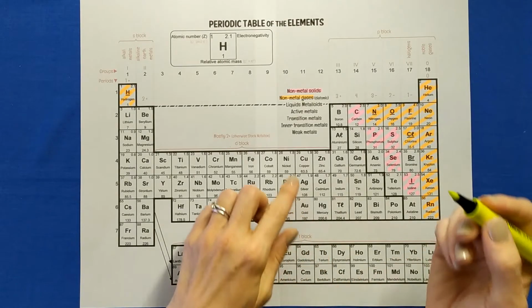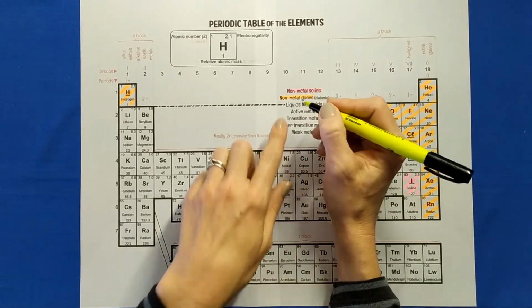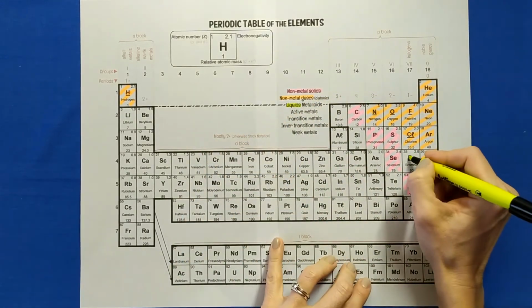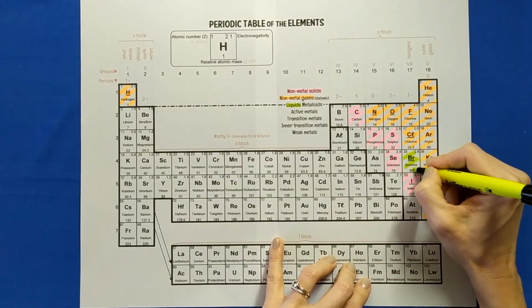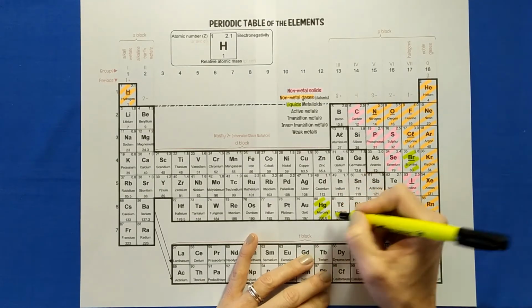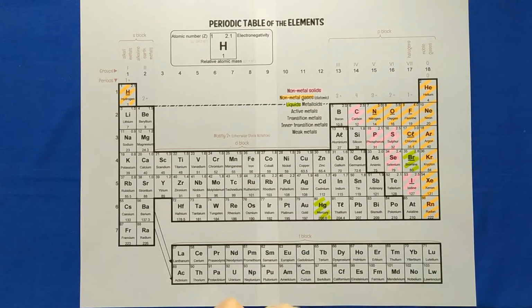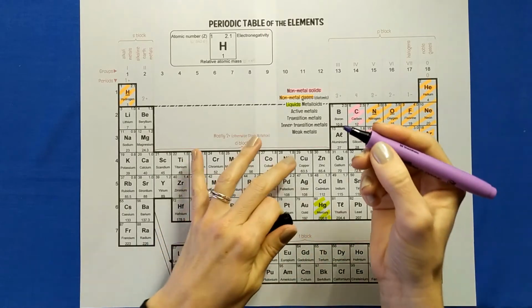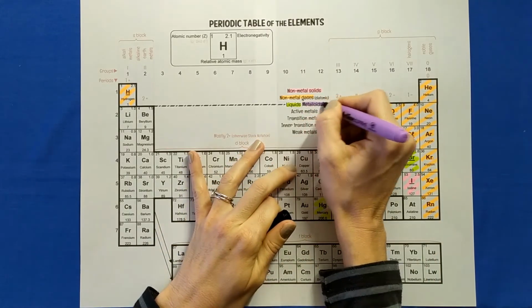Next, let's color the 2 elements that are liquids at room temperature. I'm going to use yellow. They are bromine and mercury. Now let's do the metalloids along the step. They are all the elements along the step except for aluminium. I'm going to use purple.